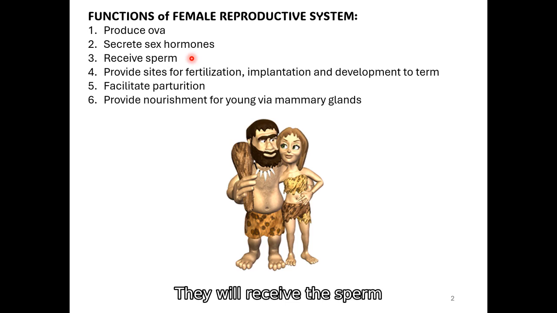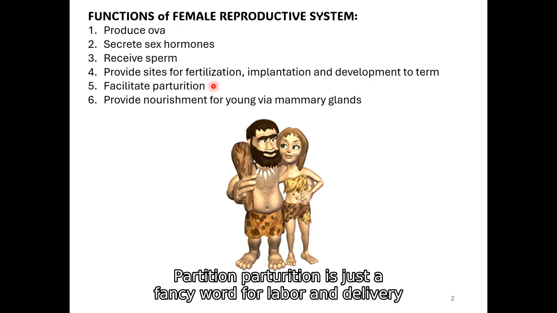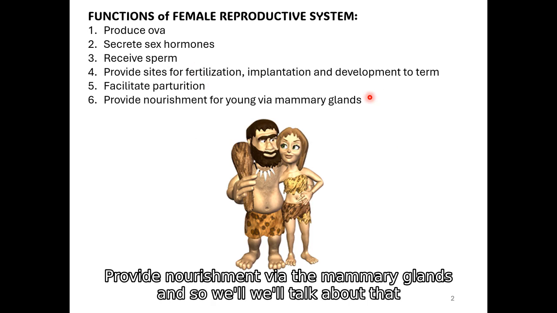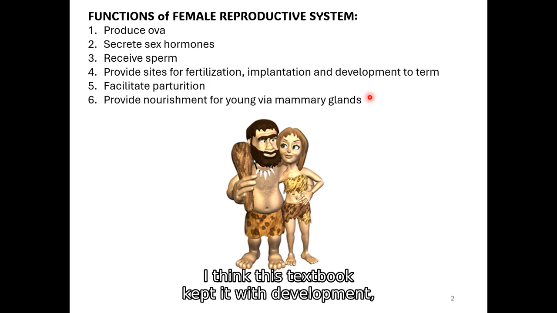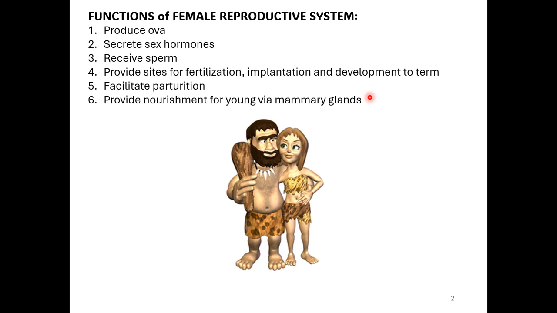They will receive the sperm, provide a site for fertilization, implantation, and development to term, and then facilitate parturition. Parturition is just a fancy word for labor and delivery. Then, because we're talking caveman, cavewoman, provide nourishment via the mammary glands. And so we'll talk about that. I think this textbook kept it with development, but we'll talk about it once we make Cave Kid.